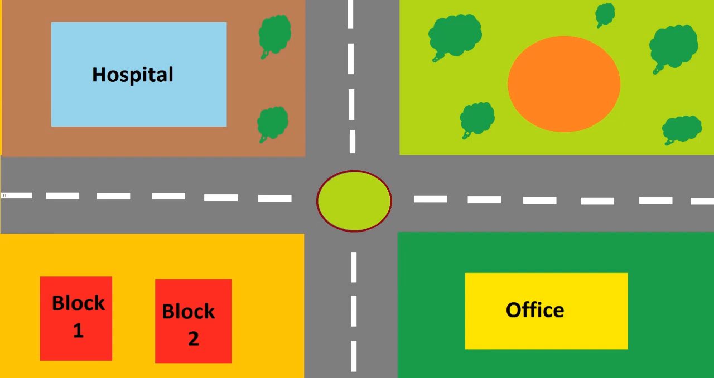Now, all these objects, that is hospital, temple, block 1, block 2, office and this circle, their location is mentioned using x and y coordinates measured from the left hand side bottom to the right hand side top of the image in all the rectangular areas.